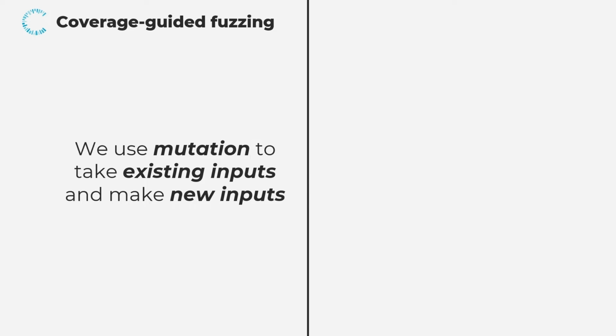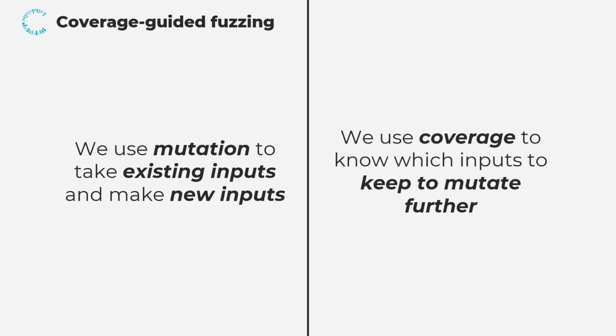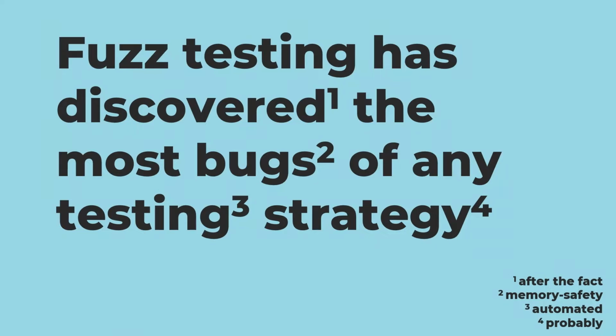This is the basis for a majority of modern coverage-guided fuzzers. So what this really does for us is something rather interesting. It allows us to use mutation to take existing inputs that we know to be effective and make new inputs, which means we can explore the program, and we can use the coverage to tell us which inputs we need to take in the future to mutate further, right? And this works really well, like really, really well.